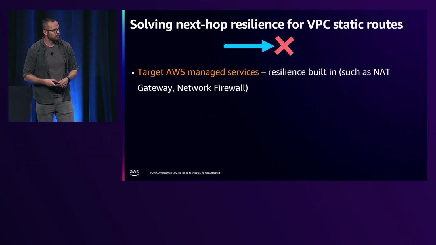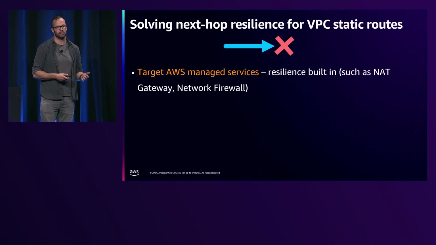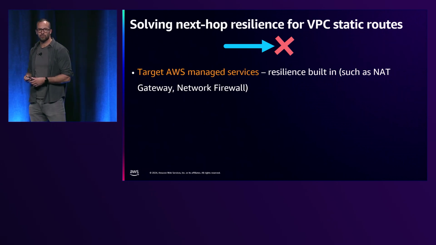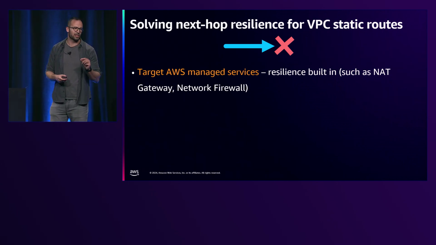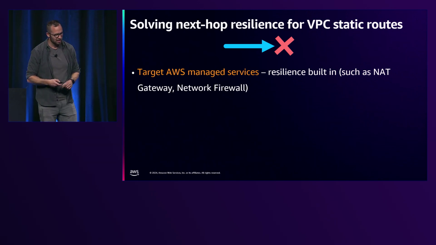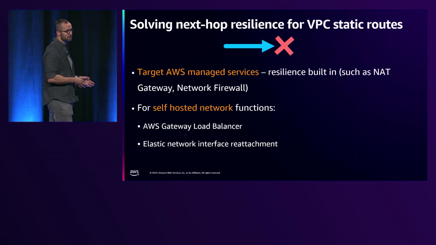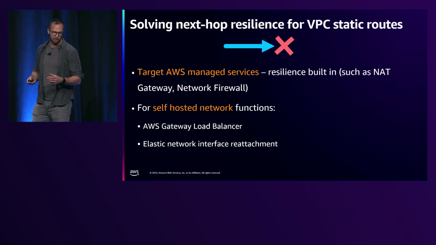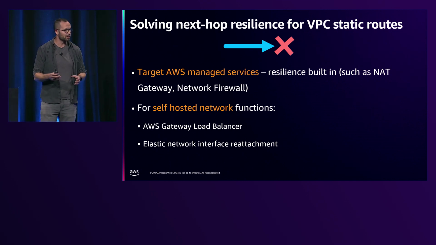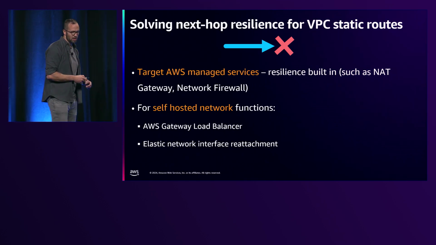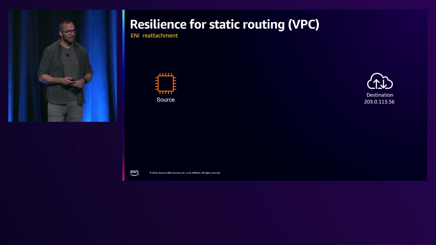So what do we do? Well, option number one is you target resources that are already highly available within AWS. So these could be things like NAT gateway, network firewall, transit gateway. These appear inside your VPC as a single network interface, but behind that, there's multiple components. Or the other option, for self-hosted solutions, you can use AWS Gateway Load Balancer or do a trick with Elastic Network Interface reattachment. And I'm going to show you examples of both of these. We'll start off with the ENI reattachment.